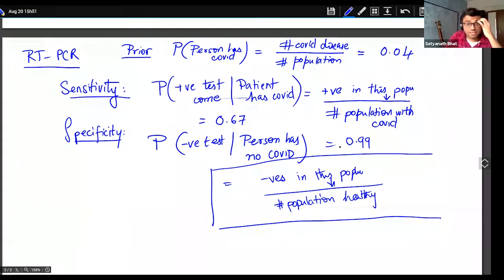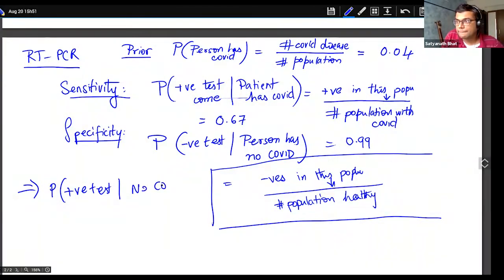So what this means is that 1 out of every 100 healthy people will actually test positive, right? So this is negative. What it also implies is that the person will test positive, but no COVID. This is 0.01%. Okay, so this is the actual statistics of this particular test.